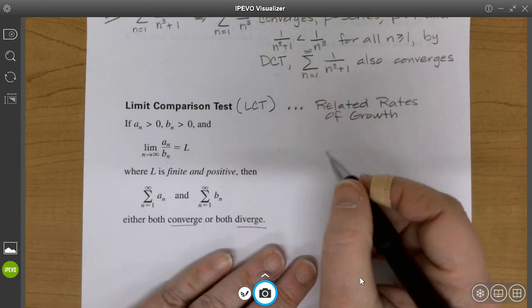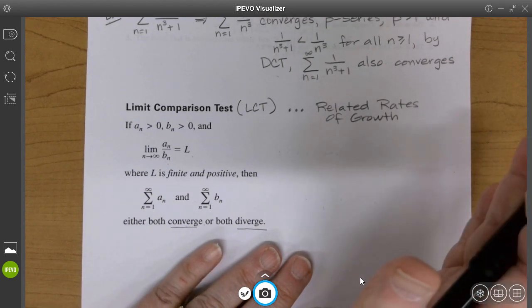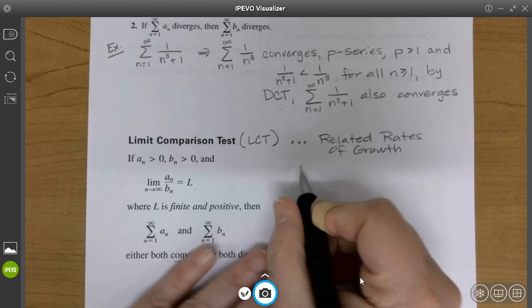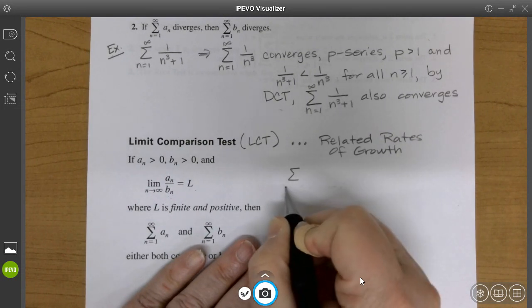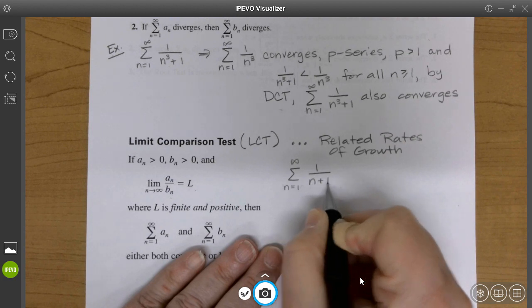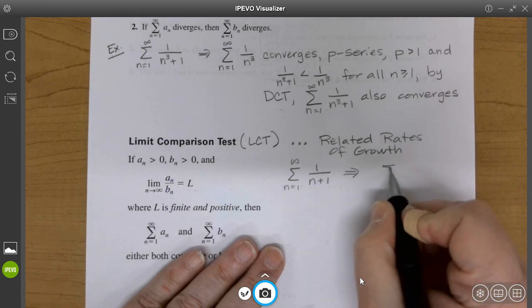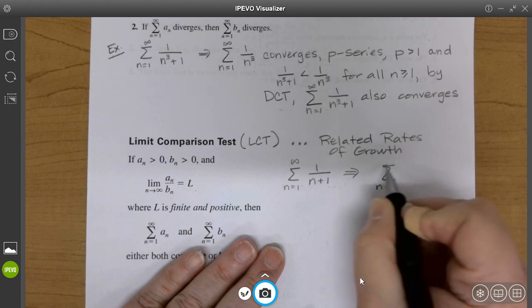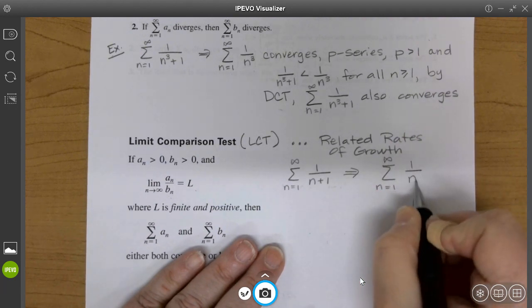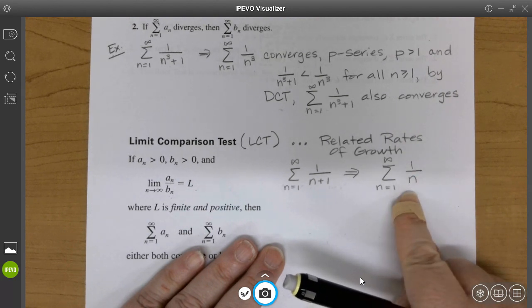Okay, so again, we have to know one that we want to compare, whether it converges or diverges. So let's choose the harmonic. So I'm going to choose the sum from n equals 1 to infinity, and I want to know if n plus 1 over n plus 1 converges or not. So what am I going to compare it to? Well, I'm going to compare it to one I know, 1 over n, because I know this one is harmonic and diverges by either the integral test or the P-series test.